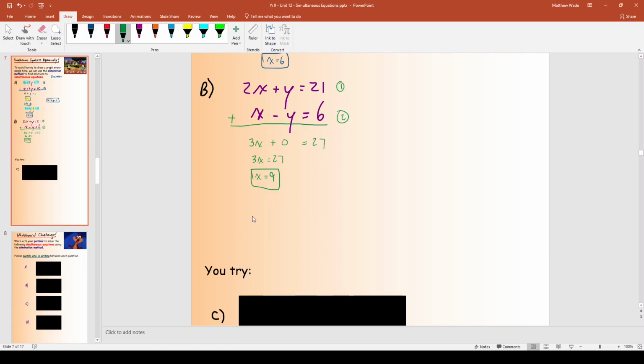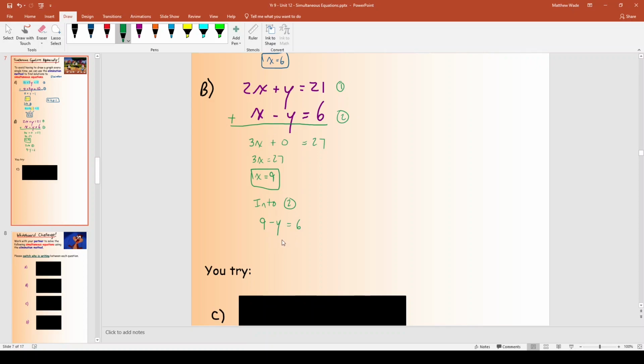Okay, now that you've done that, what's the final step? Yeah, that's it, you pop it into whatever one you want. So you just write the word into, and I fancy equation 2 this time, just because I think equation 2 looks a bit easier because it's smaller numbers. So here we go, x was 9, so I'm going to write 9 for x, so I replaced x with 9. Take away y. Is equal to 6.